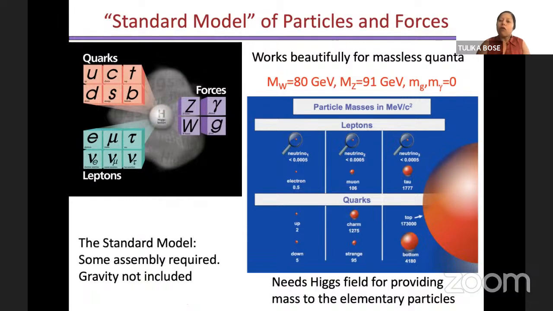So you can think of the Standard Model as being something which worked very beautifully for a number of years. However, some things were incomplete. Some assembly was required. And another important piece, which you might have realized as you saw all of the forces that I had listed earlier, the electromagnetic, strong, weak: I did not mention a fundamental force that we experience in our everyday lives. That is the force of gravity.